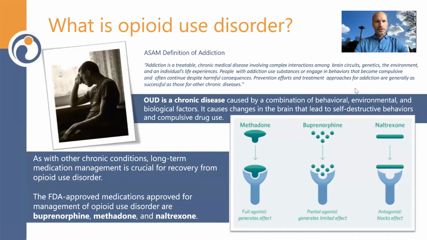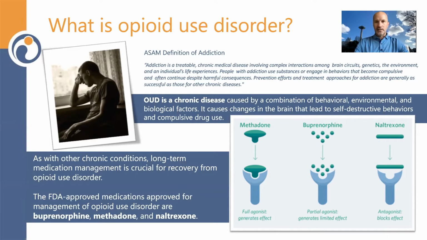So what's opioid use disorder? Well, ASAM has a definition that defines opioid use disorder as a treatable chronic medical disease involving complex interactions among brain circuits, genetics, the environment, and the individual's life experiences. People with addiction use substances to engage in behaviors that become compulsive and often continue despite harmful consequences. Prevention efforts and treatment approaches for addiction are generally as successful as those for other chronic diseases.